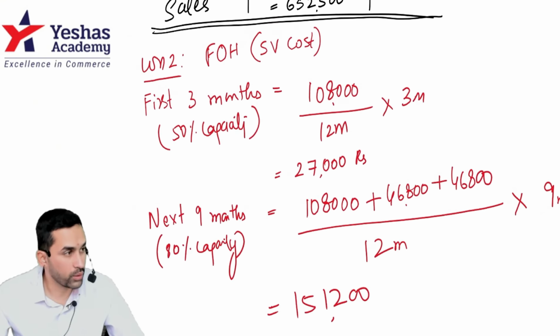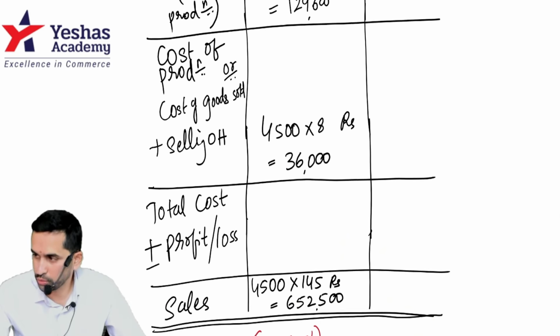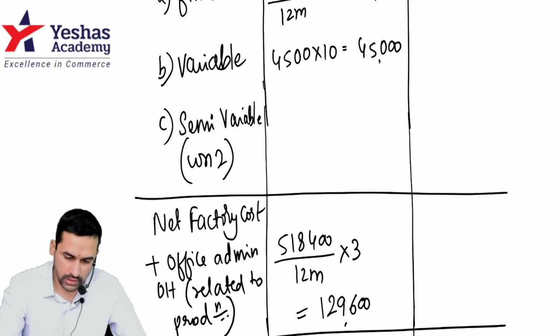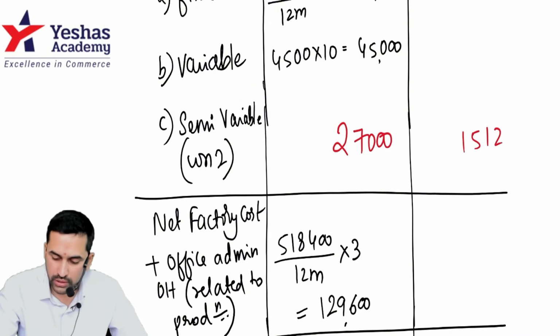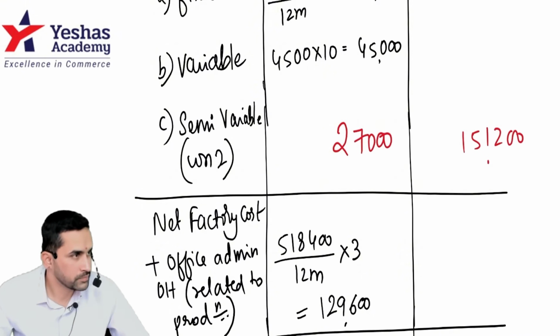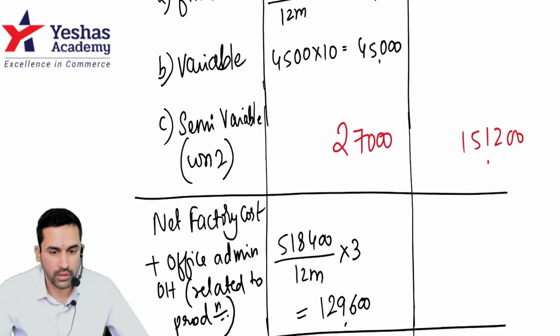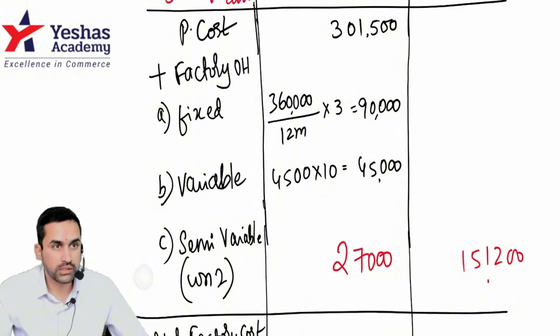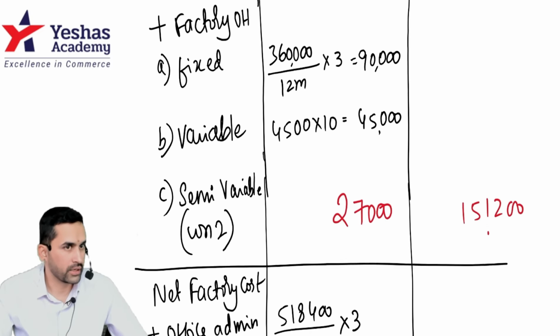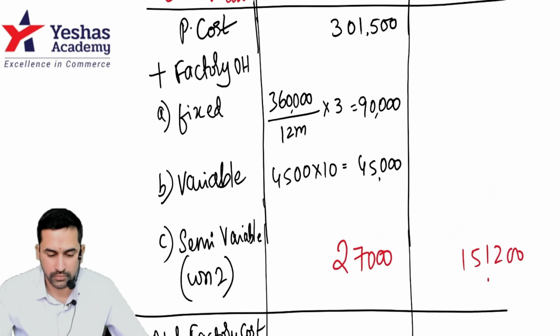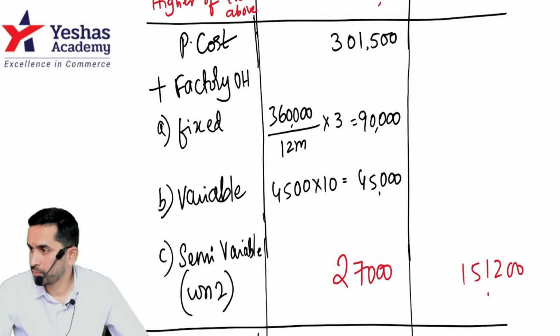Did you copy this working note fully? This 27,000 will go to this, and this 151,200 will go to the other side. Now you can start doing all the subtotals and grand totals. Have prime cost with you. Add these.